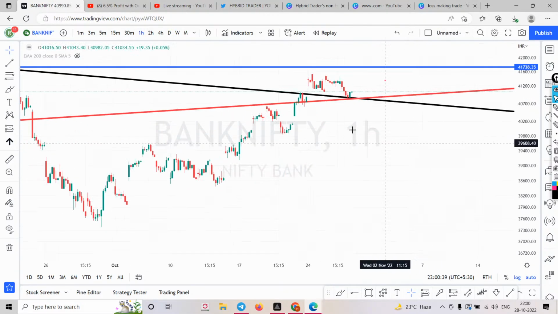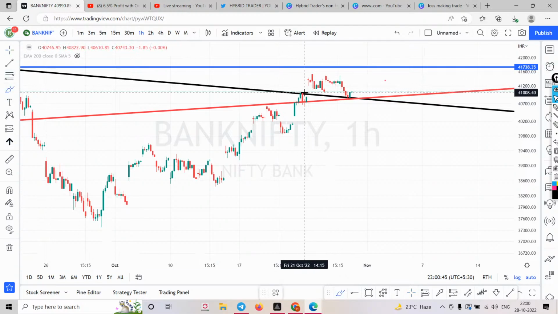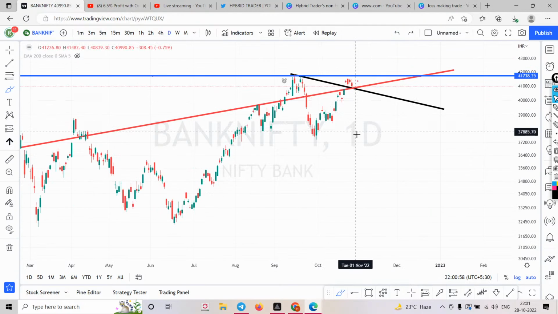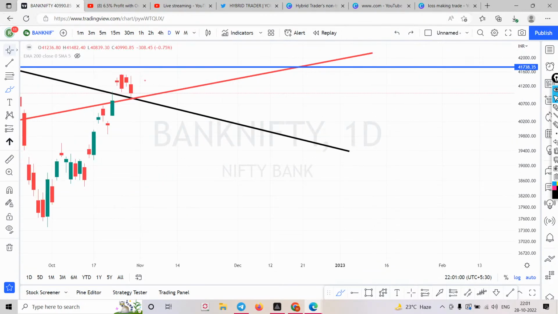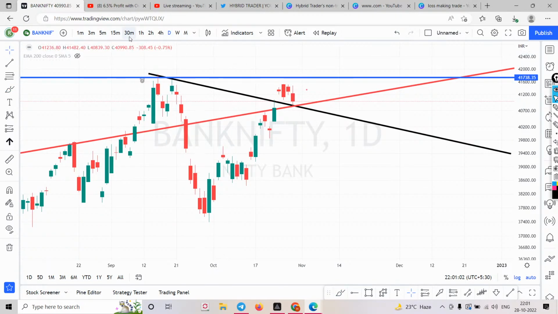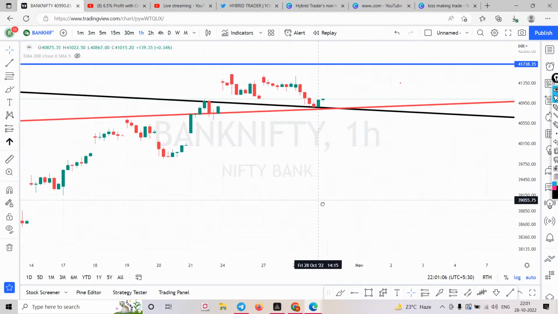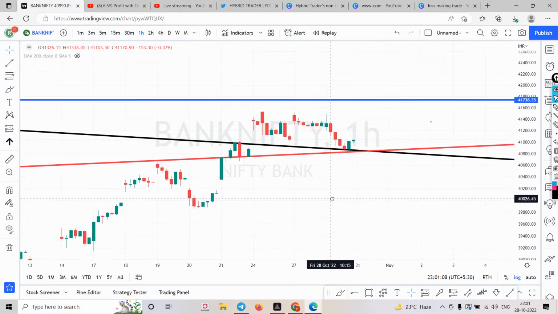See, now check the beauty. It has given the breakout of this black line. It went up. See, what did I say? It went up, gave a breakout, again came down, again went up. So now don't you think this is a confluence zone? Try to understand, friend. Sorry, I'll take it to 1 hour, sorry for that big screen. Don't you think this is a sort of confluence zone?